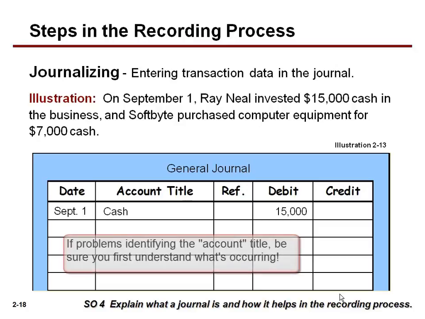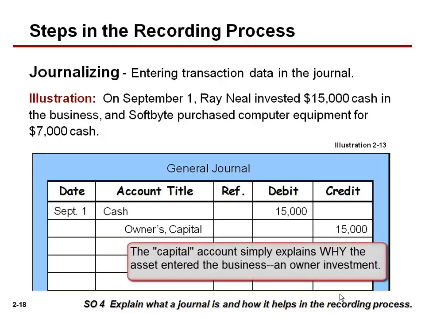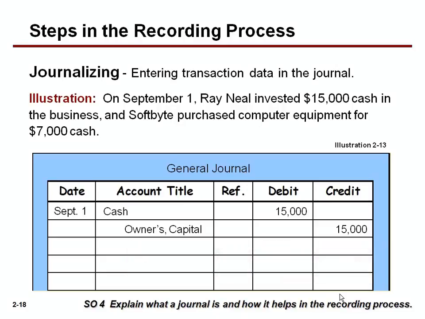So on September 1st, cash increases. Assets are increased with debit, so we'll debit the cash account. And the second account affected, owner's capital. We'll indent that to the right, and the credit column to the right indicates an increase in the owner's capital with a credit of $15,000. So we have our debit entry of $15,000 equaling our credit entry of $15,000. End of journal entry.